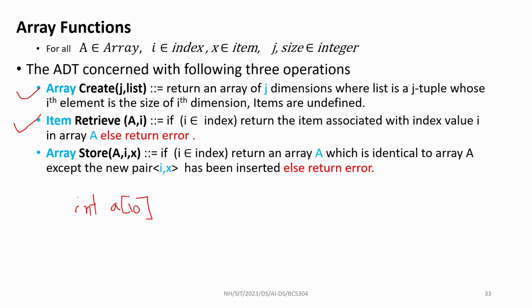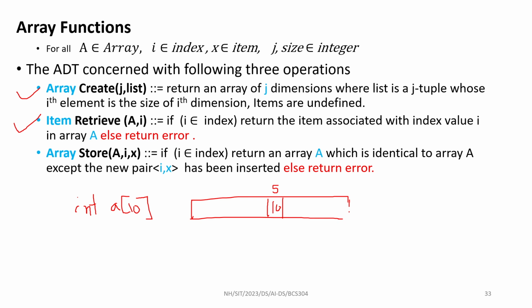Which element are you going to return? Retrieve that ith element. For example, if the array is of size 10 and the fifth element of that array is, say, 10, after the retrieve operation, you'll be retrieving this element. That is why the return value is item. Whatever that index may be, that index value is that value. That 5 is the index.